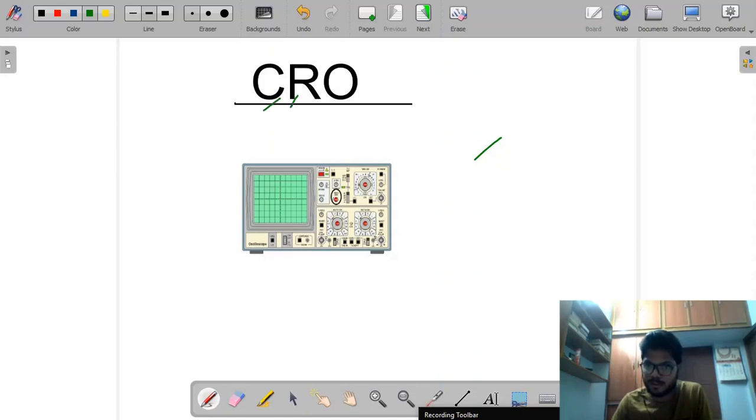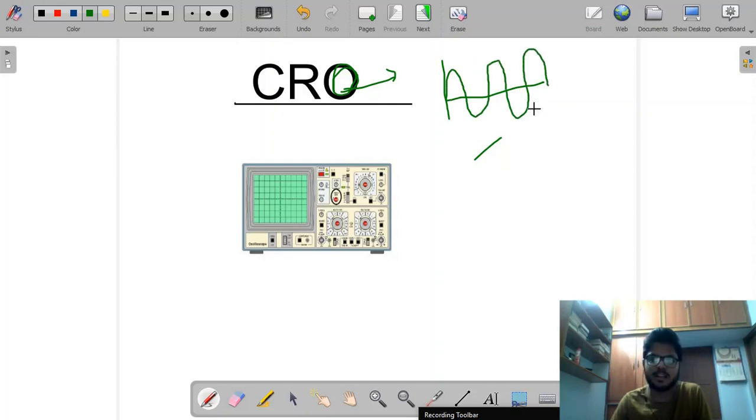Leave the first two terms. What are cathode and ray? Our intention and main focus should be on the O. What is meant by O? It's an oscilloscope. An oscilloscope is a device which is used to measure or display the oscillations. For example, a sine wave is oscillatory in nature. These waves cannot be seen with our naked eye, but they can be measured by such a beautiful device called CRO.